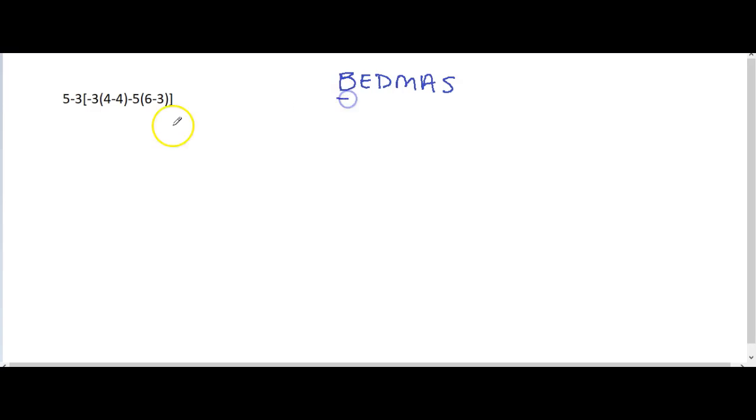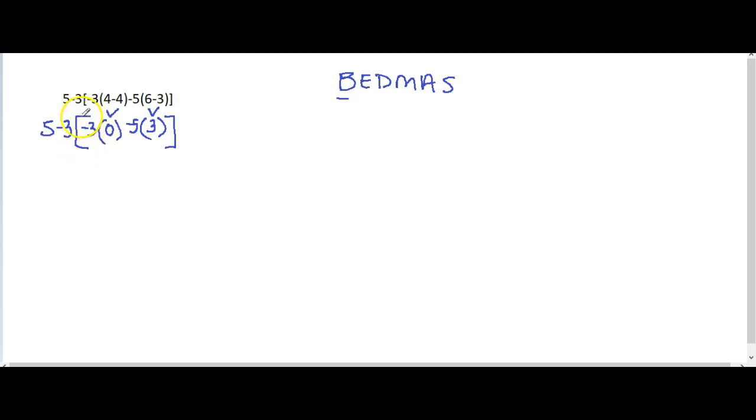So first of all, we want to do anything within brackets. So 6 minus 3 is going to give us 3. Keep that in brackets and put the minus 5 ahead. And then I also want to do the 4 minus 4 in brackets, which is 0. And I'm going to be multiplying that by 3, all in brackets. And then 5, subtract 3 in front of that. So I've eliminated the first brackets.